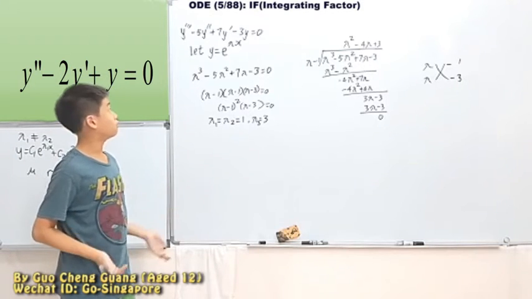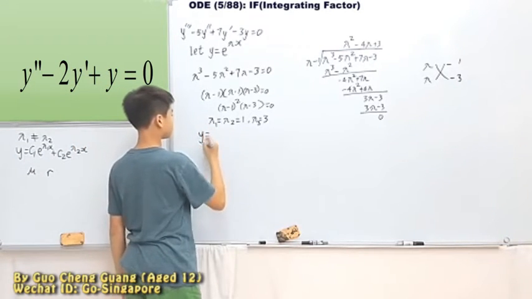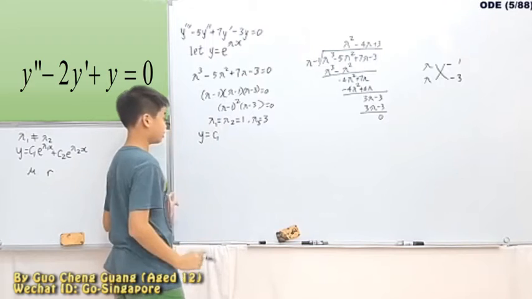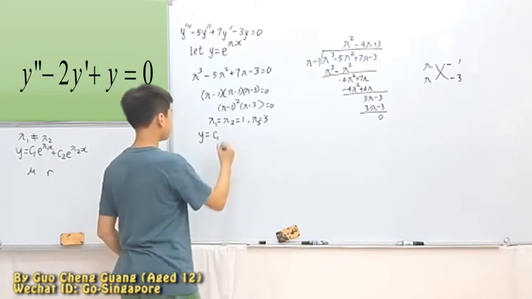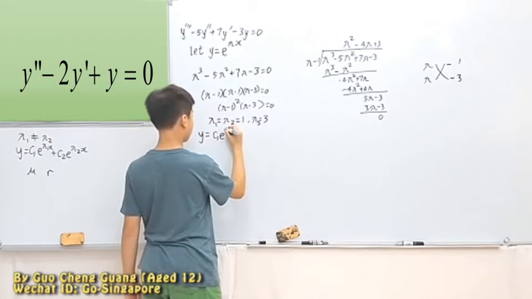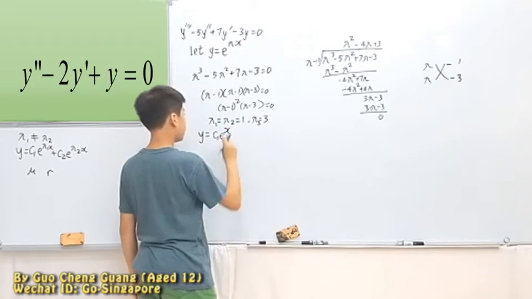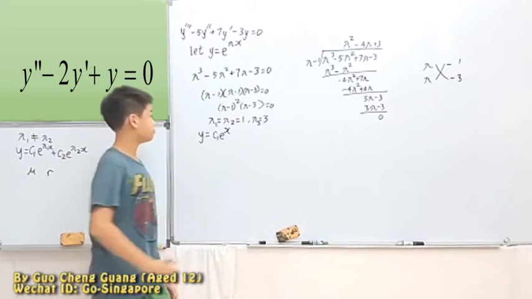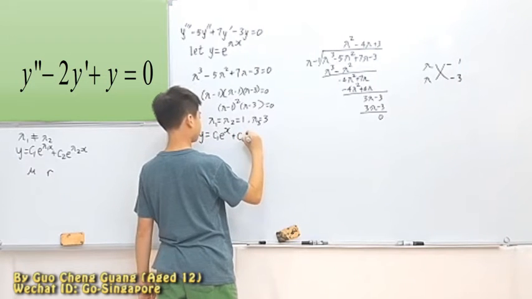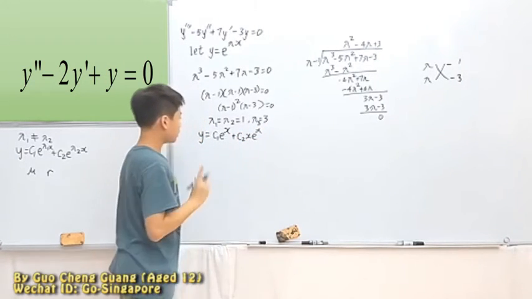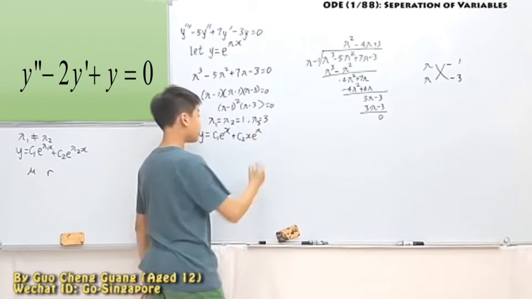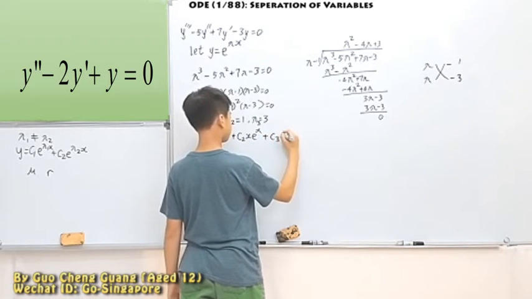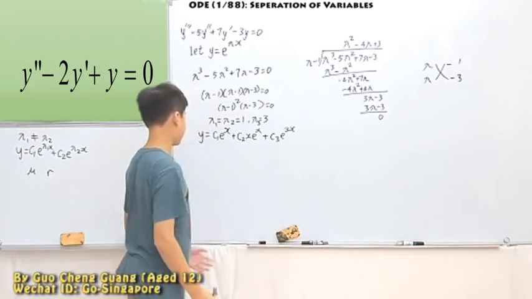So what next? Easy, find y. Now you have to be aware that we have 3 constants here. For the first, you have e to the power of x. Then for the second, we said in the last lesson that it has to have an x. Then this one is different, and you get it like this.